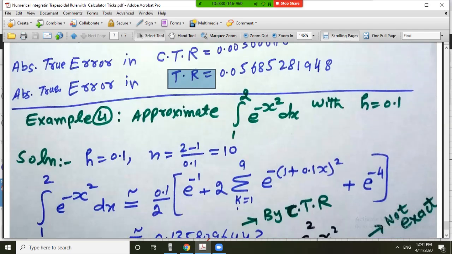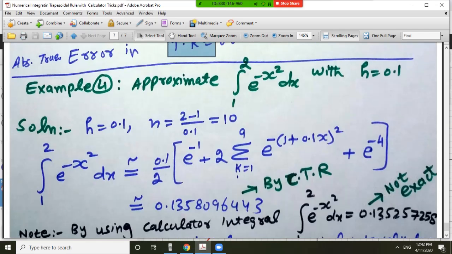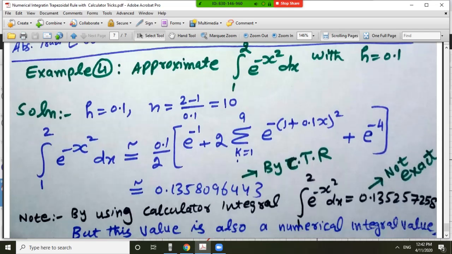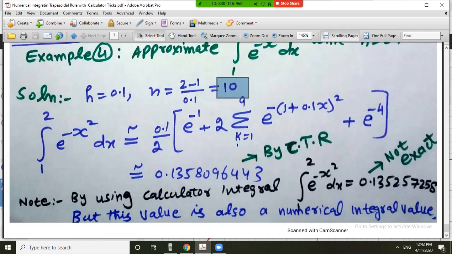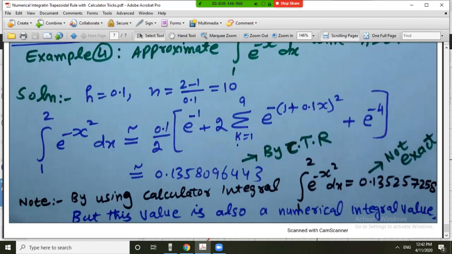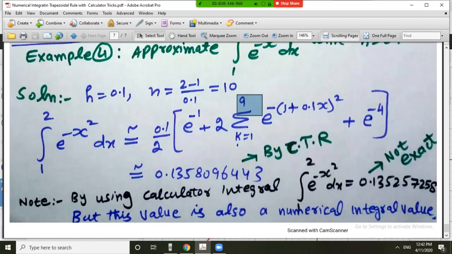Example 4, approximate the integral of e power minus x square with h equal to 0.1. As h is given, we have to find n. N is 10. Use the formula as we did in the previous examples by using this summation. N is equal to 9 here. This is f of a and this is f of b. So this is the result.